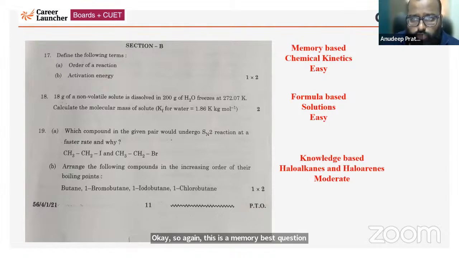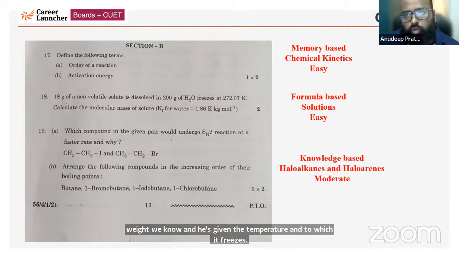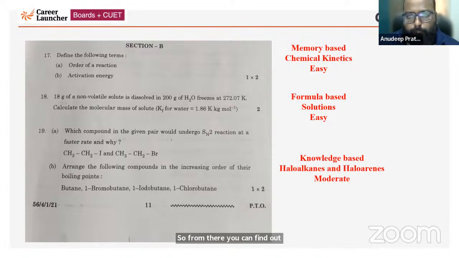Next one is a question from a solutions chapter, and it is given from the depression and freezing point formula. So he's given the weight, he's given the molar weight, we know, and he's given the temperature at which it freezes. So from there you can find out delta TF, and from there you can find out the molecular weight. So this is how the question is done. It's a very easy question.